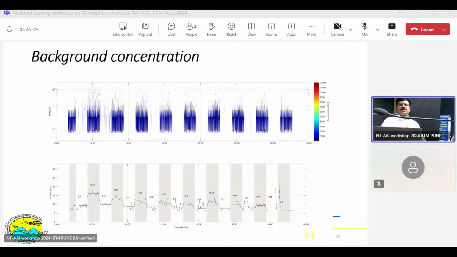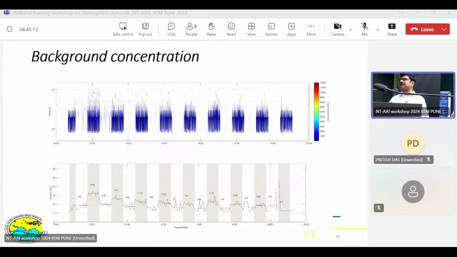Okay, so it's not like a CCN counter. You can leave it for continuous operation. So the experiment has to be conducted by ramping, by checking the background concentration. So it's not a real-time measurement.